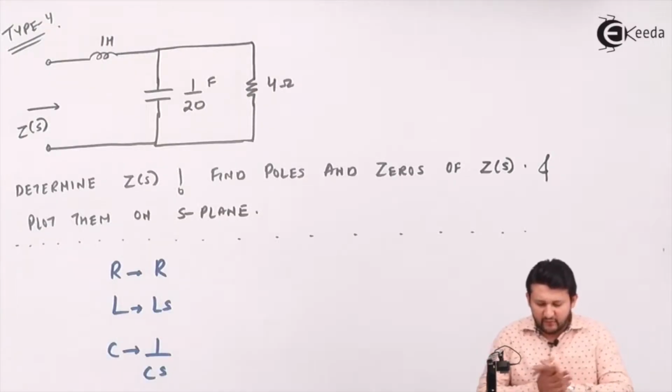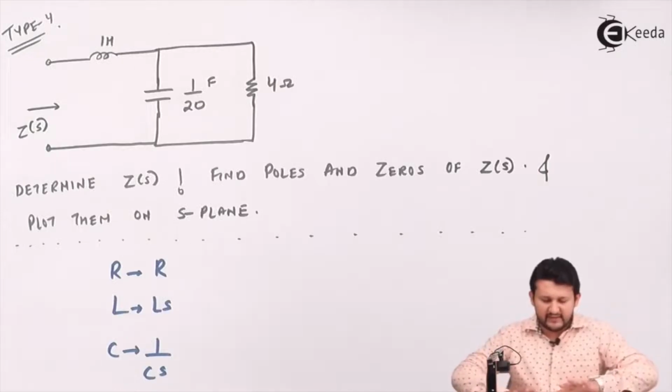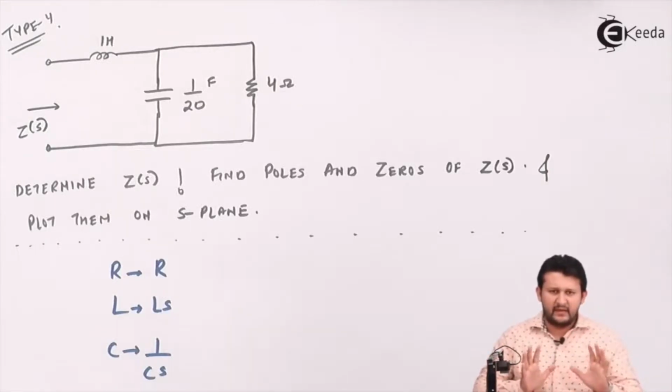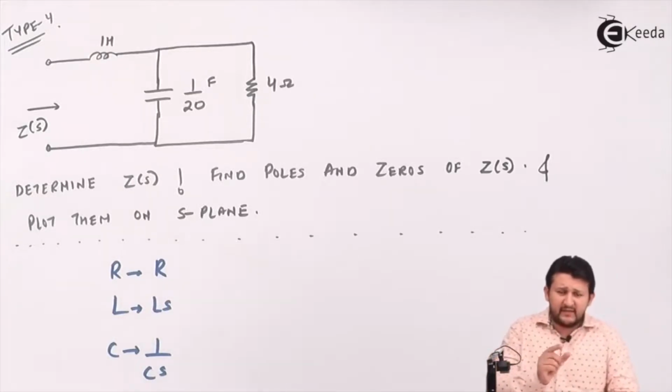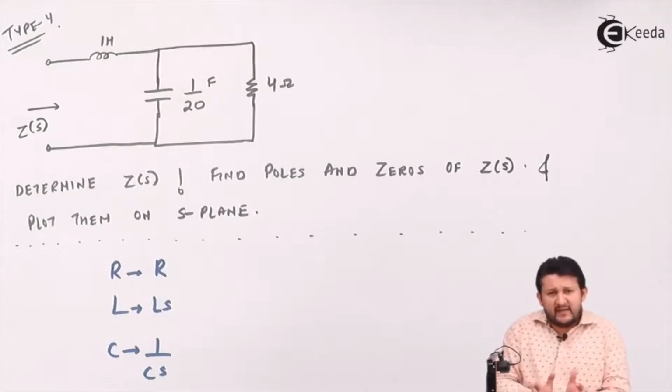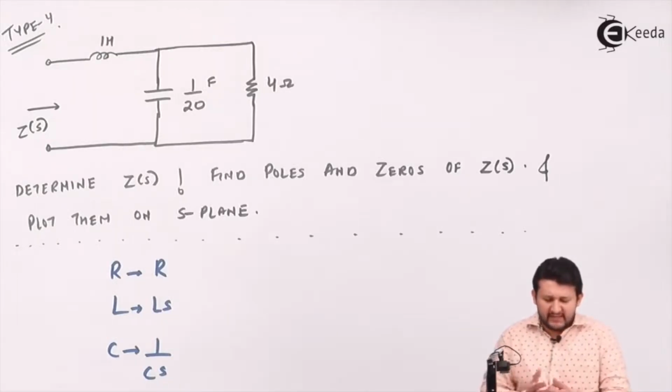Let's have a look at type 4. This type 4 is similar to your type 1. 80% is purely similar. Then the question arises, what is the difference? That 20% is your poles and zeros. That is the reason we say type 4. So let's have a look.